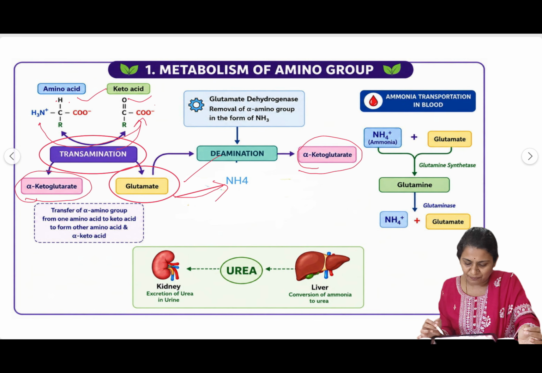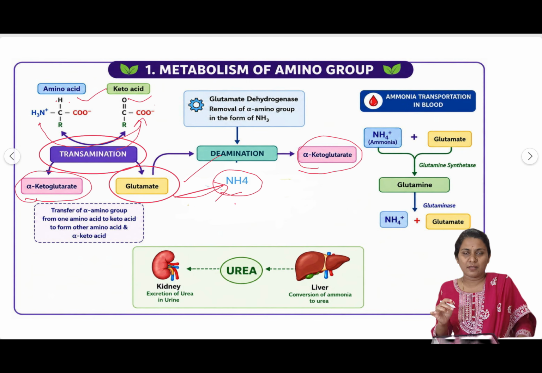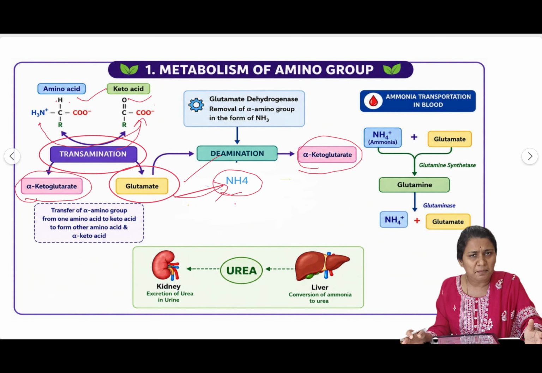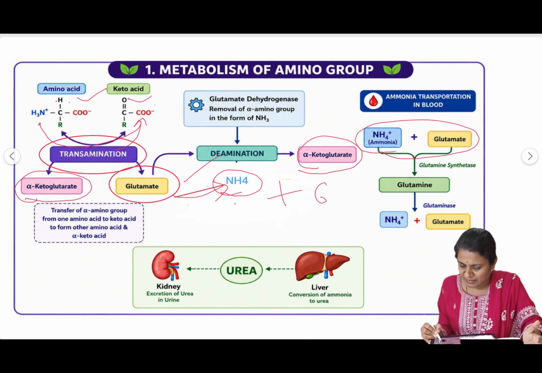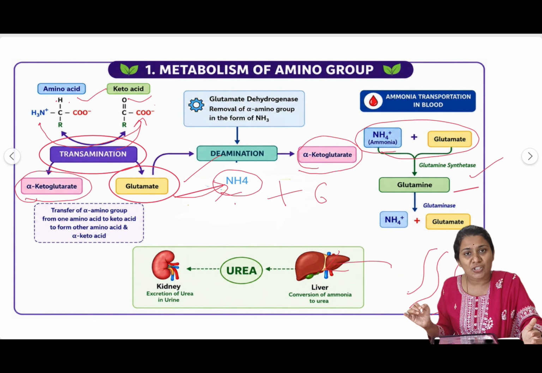Alpha ketoglutarate. Then after deamination, now you have got free ammonia. This free ammonia is very toxic whenever it circulates freely in the blood. So this ammonia combines with another molecule of glutamate in the presence of the enzyme glutamine synthetase to form glutamine. Now this glutamine travels in the blood and reaches the liver, where detoxification occurs.